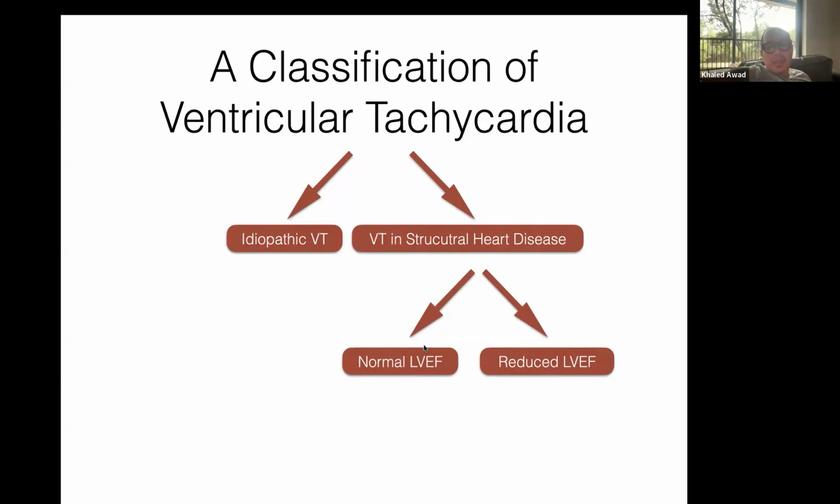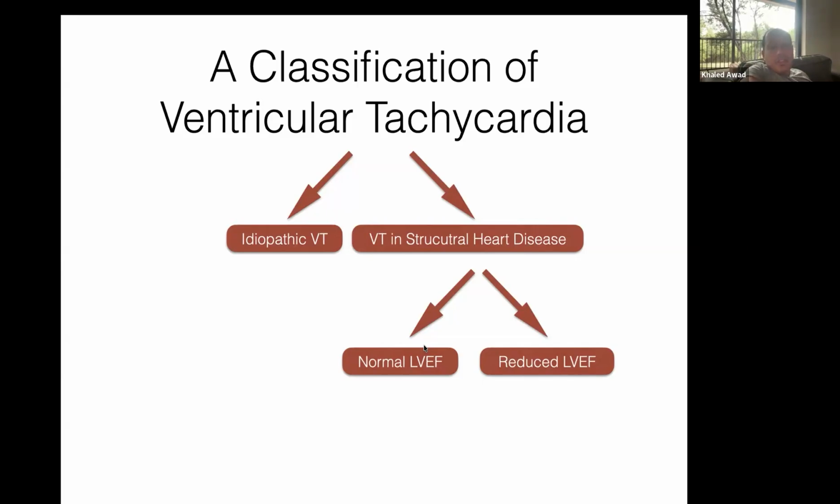We have to realize that a large part of the ventricular tachycardia in structural heart disease can also be associated with a normal ejection fraction. So the ejection fraction is not the only thing that demarcates the difference between idiopathic VT and structural heart disease associated VT. That's actually a much deeper distinction. So structural heart disease VT can occur with a normal left ventricular ejection fraction and can occur with a reduced left ventricular ejection fraction. That can happen in both directions.